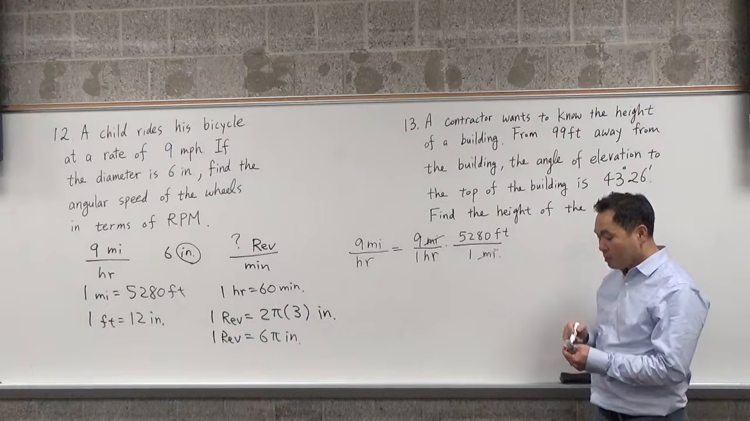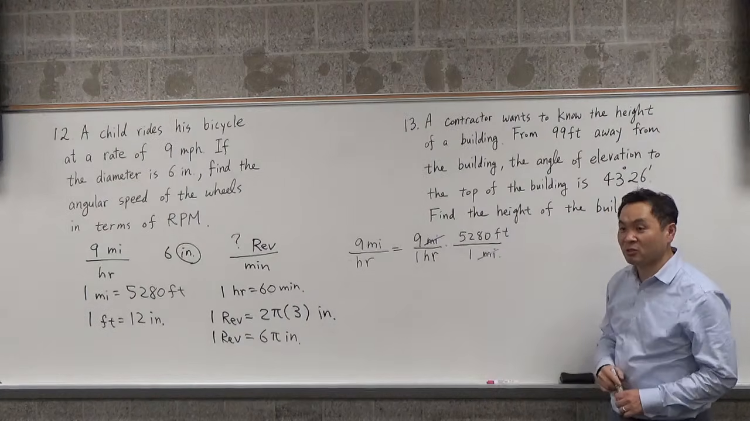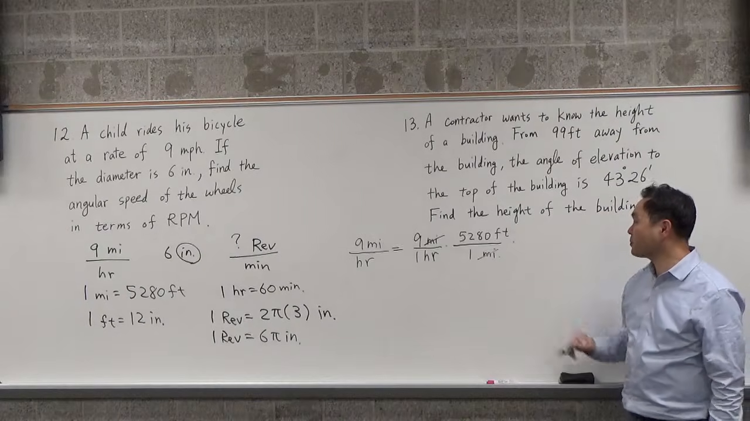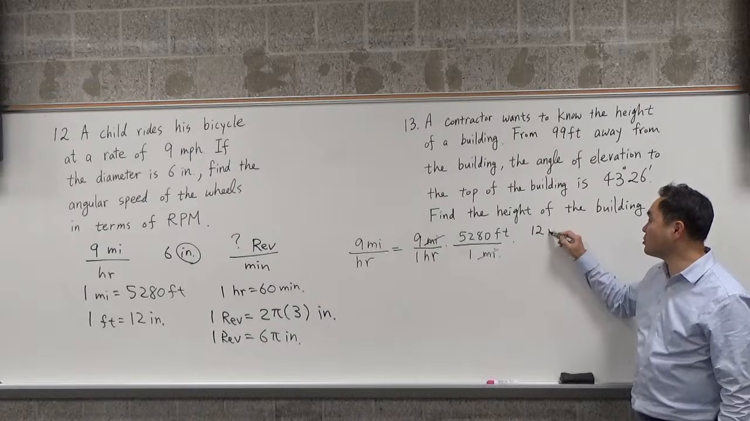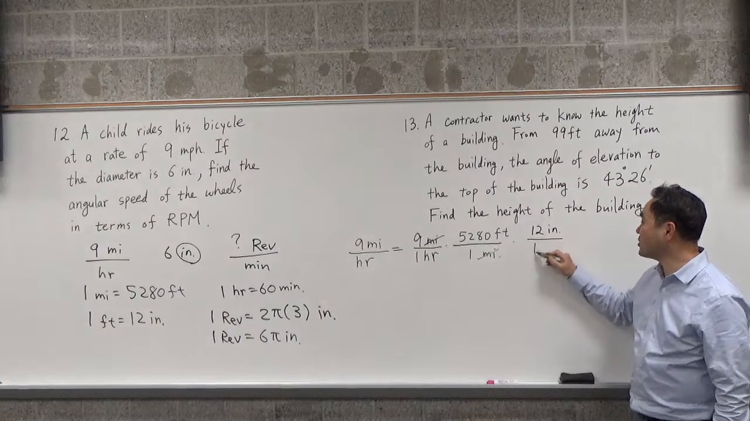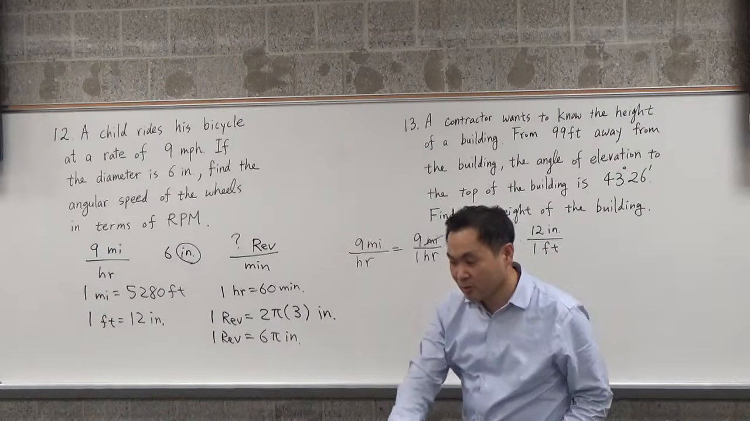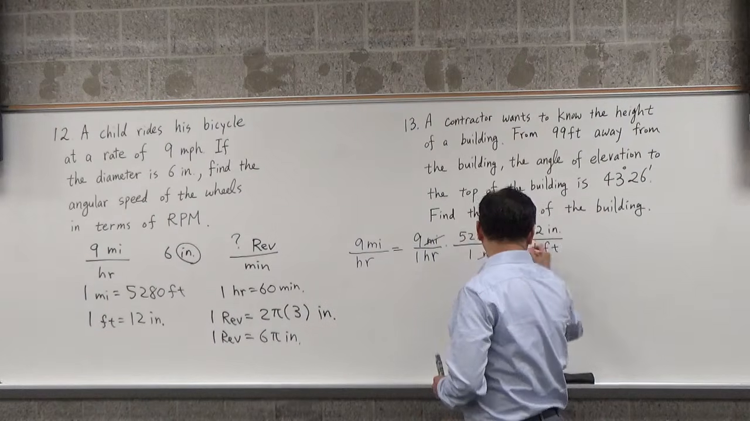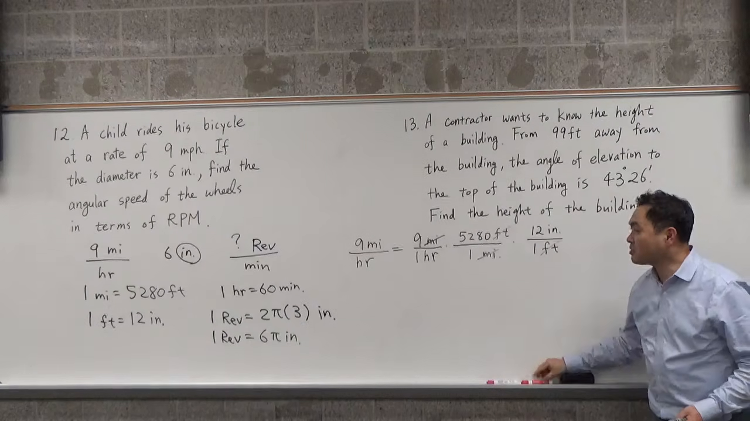But feet is not what we want. We want inches. So how do you go from feet to inches? We multiply by? Just do the same thing. So what over what? 12 inches over 1 foot. Because then foot and foot will cancel, and inches will survive.